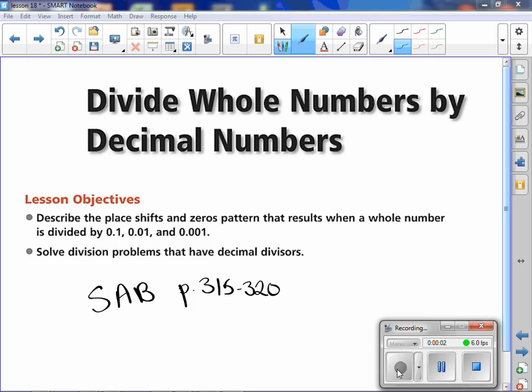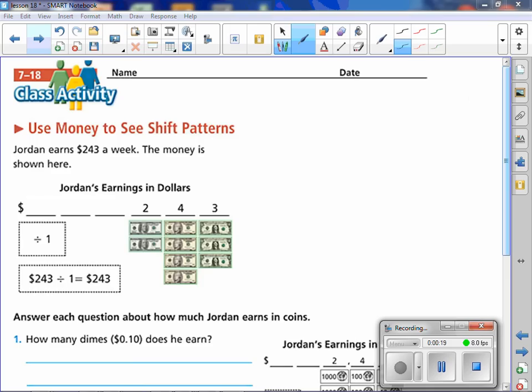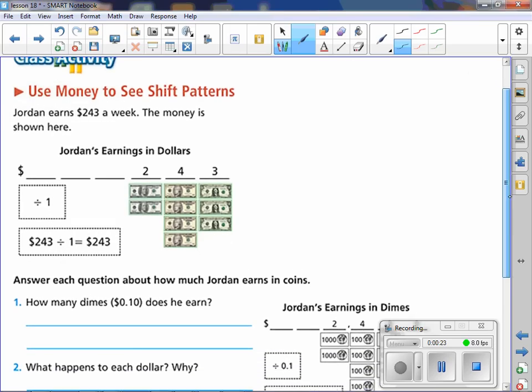All right, guys, we're working on Unit 7, Lesson 18, dividing whole numbers by decimal numbers. And we're just going to start with talking about that shift pattern. So this should seem pretty familiar and hopefully go very fast as far as the shift pattern goes. SAB page 315 to 320. Okay, so we're just talking about how when you divide by a decimal, things shift.